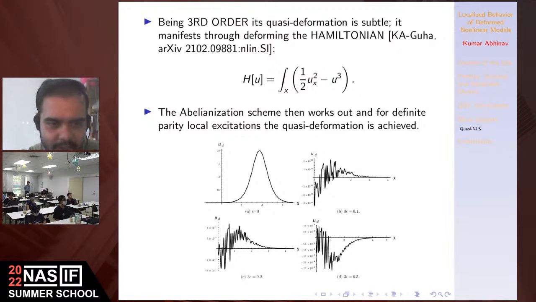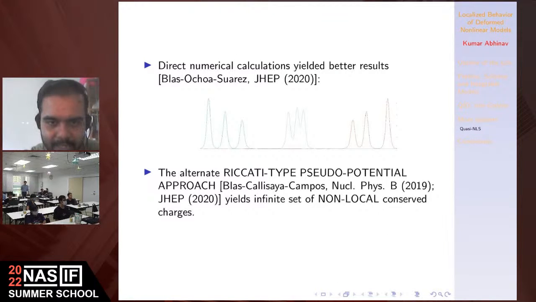So the localization will prevail. So in that sense, quasi-conservation is possible in this standard way, the Lax pair method I told you for the KdV equation. The point is, people have numerically tried to find solutions. So in the numerical solutions, you don't apply quasi deformation.